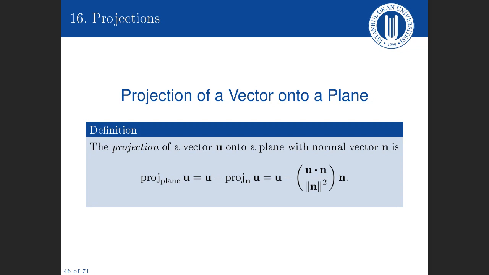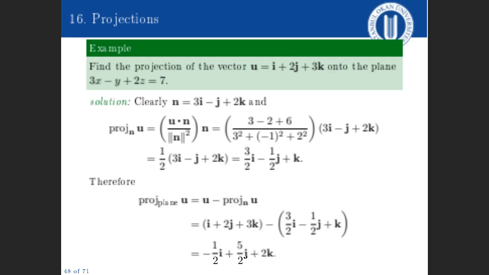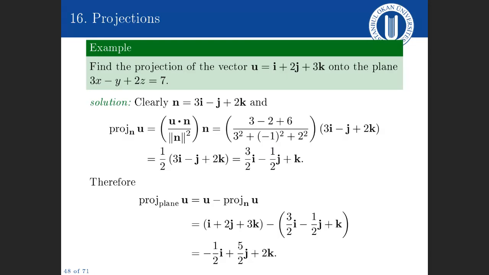Let's do an example using this formula. Find the projection of the vector u onto the plane 3x minus y plus 2z is equal to 7. Clearly, our normal vector n is 3i minus j plus 2k. We want to calculate the projection of u onto n. Check the details for me.